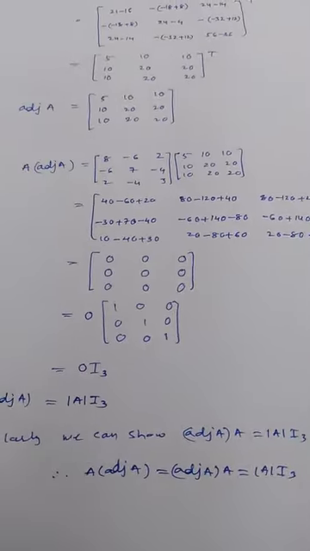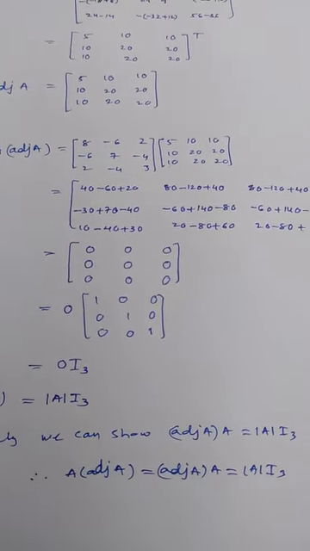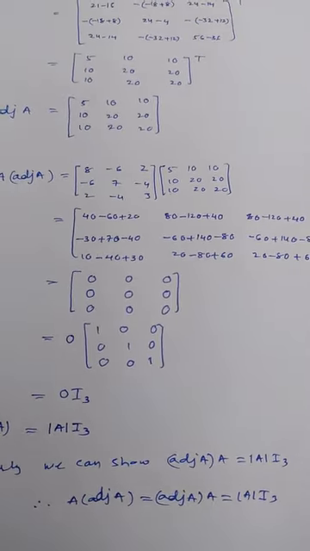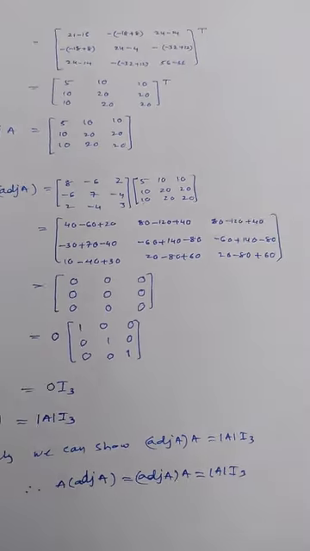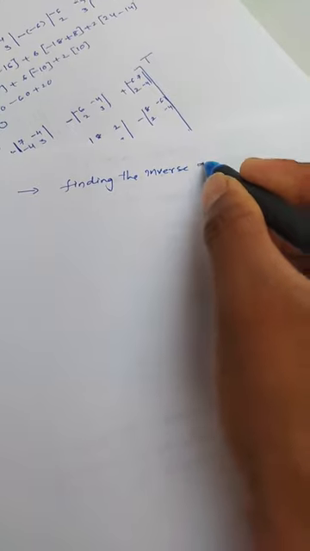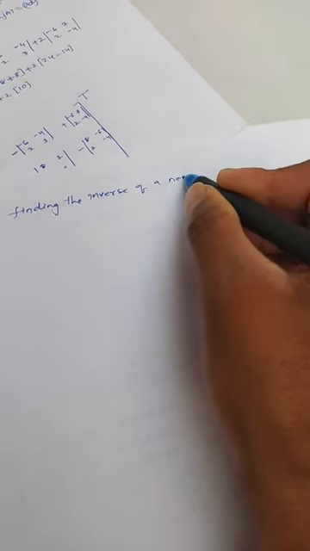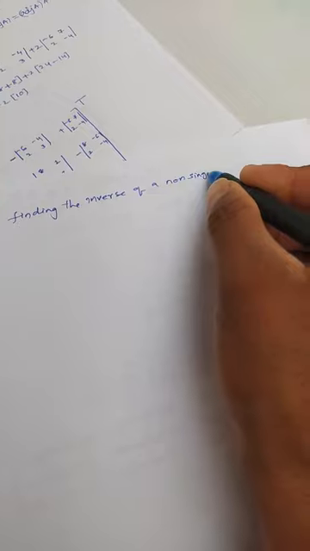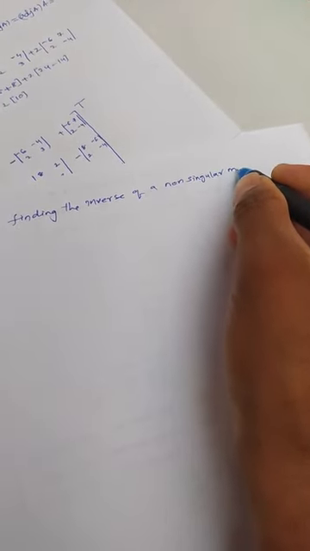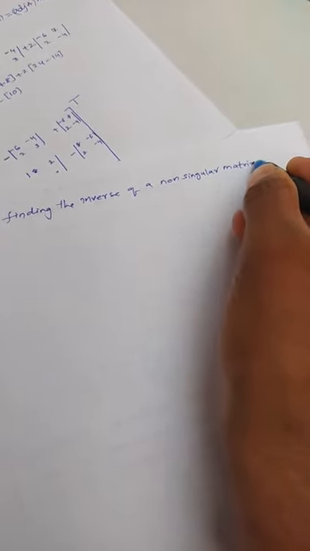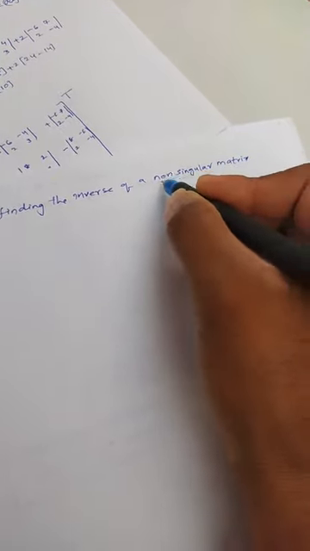Okay, students, I think you got the idea how to find the adjoint of A. Right. Let me start now. Next topic, second topic. What is the second topic? Finding the inverse of a non-singular matrix. See here, non-singular matrix. What is a non-singular matrix?